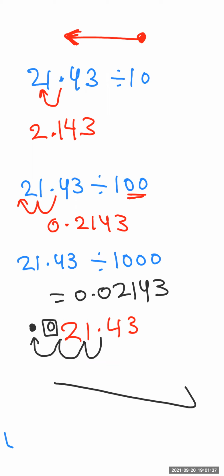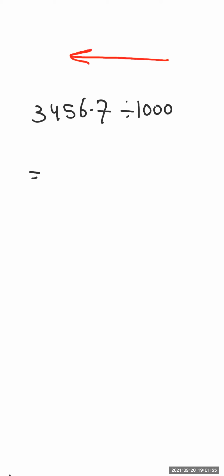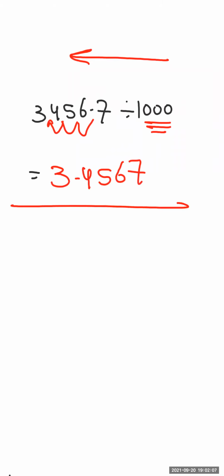Okay, let's solve different examples. If I want to divide a number like 3456.7 by 1000. So simply, in this case, I'm dividing by 1000, so the decimal point will move to the left. How many places? 3. So 1, 2, 3. So this will equal 3.4567, like that. Correct?